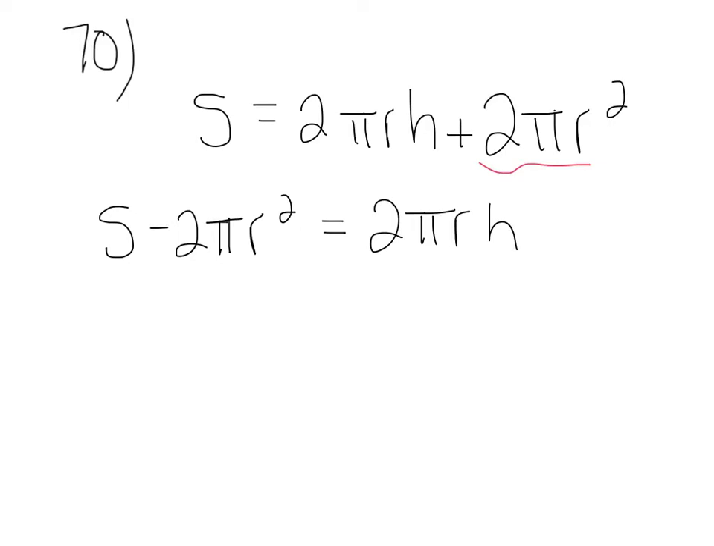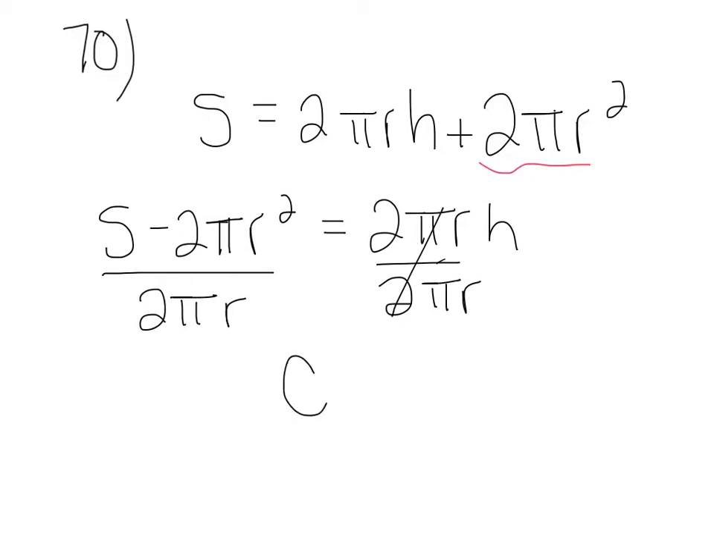Now I can divide by everything that's not h, which is 2 pi r, in order to get h by itself. So when I divide by 2 pi r, you can see h would be left by itself, and then the one that corresponds to that is C. So C would be your correct answer for 70.